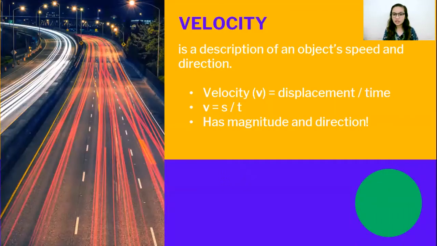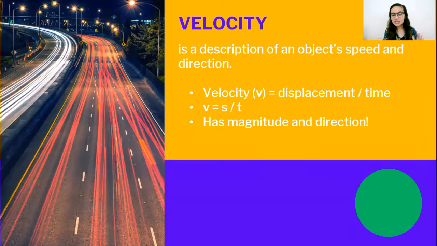Okay, now what about velocity? Velocity is a description of an object's speed and direction. So in this case, si velocity naman is a vector quantity. Okay, so that's where you have your magnitude and direction. Also, your velocity is denoted as a bold-faced small letter v. Okay, it is equivalent to displacement over time.